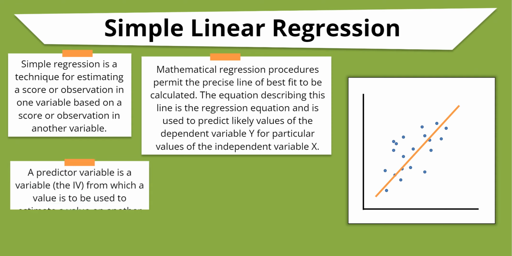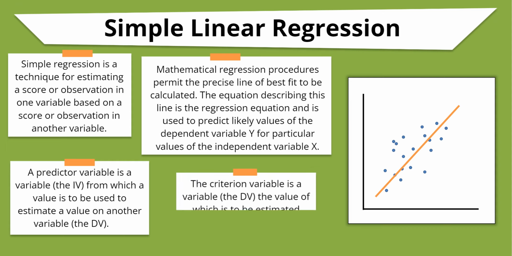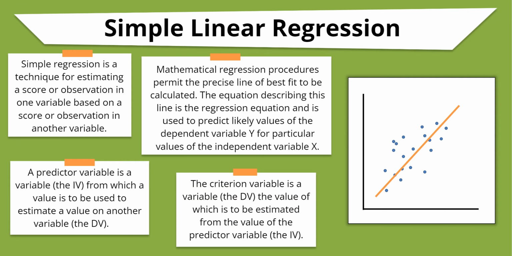A predictor variable is a variable, the IV, from which a value is to be used to estimate a value on another variable, the DV. The criterion variable is a variable, the DV, the value of which is to be estimated from the value of the predictor variable, the IV.